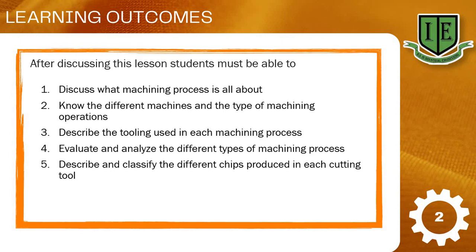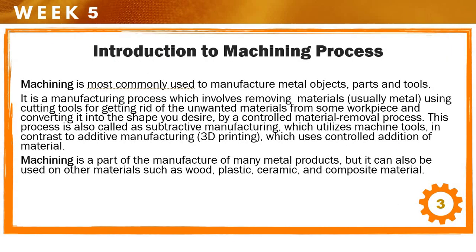Alright, so let's go to the introduction to the machining process. When we say machining, it is the most commonly used process to manufacture metal objects, parts or tools, because in a manufacturing process, removing materials is very common. So removing materials, such as in the manufacture of a metal product, is called the machining process.